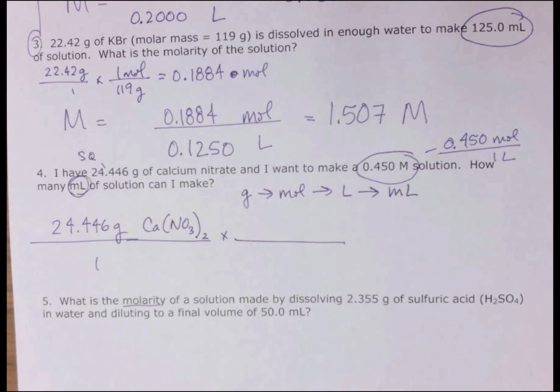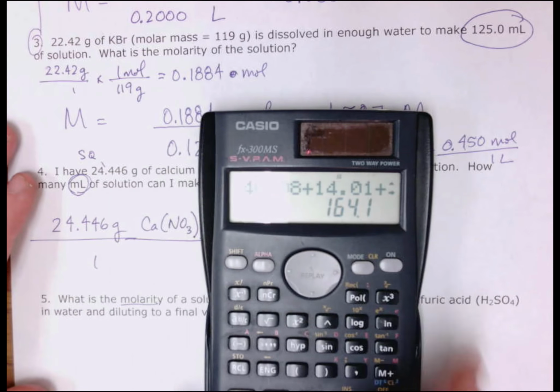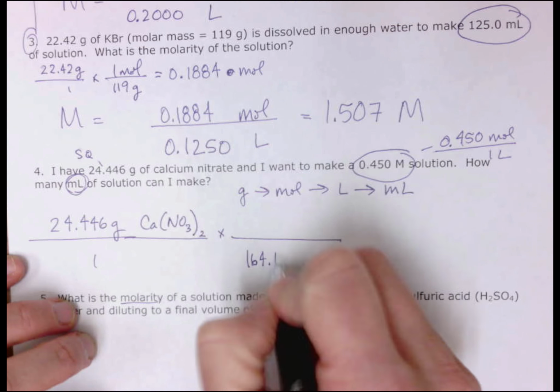Now, I did not provide the molar mass for you. I would normally provide the molar mass, so I'll calculate it for you really quickly. Calcium's 40, and nitrogen is 14.01. We have 2 of those, plus, then we have 6 oxygens, so 6 times 16. So you end up with a molar mass of 164.1. So I'm going to divide 164.1.